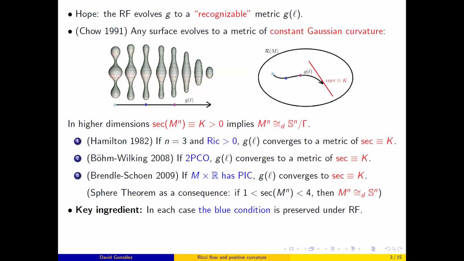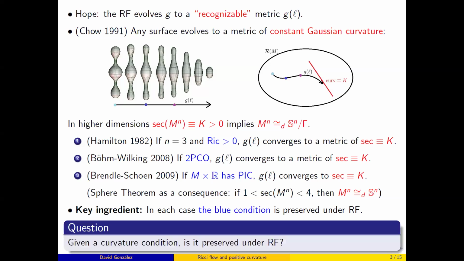And it turns out that it is preserved under the Ricci flow. So this means, for example, in the first bullet point, if you start in dimension 3 with something of positive Ricci, all the metrics in the flow have positive Ricci. Okay. So in this context, the question I want to discuss is: given a curvature condition, is it preserved under the flow?